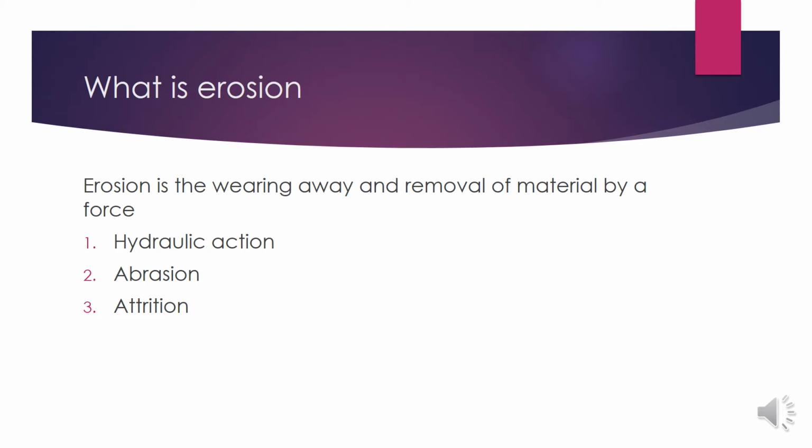Erosion is the wearing away and removal of material by a force, such as breaking waves, and there are three types of erosion which take place at the coast. There is hydraulic action, abrasion, and attrition.